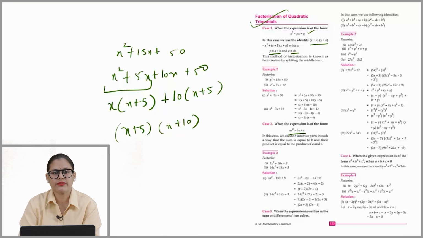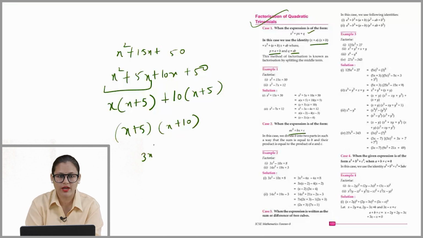So, in this case, we divide b into two parts in such a way that the sum is equal to b and their product is equal to the product of a and c. Okay, let's do the example. Example is 3x square minus 10x plus 8. Okay, so this is case number 2.